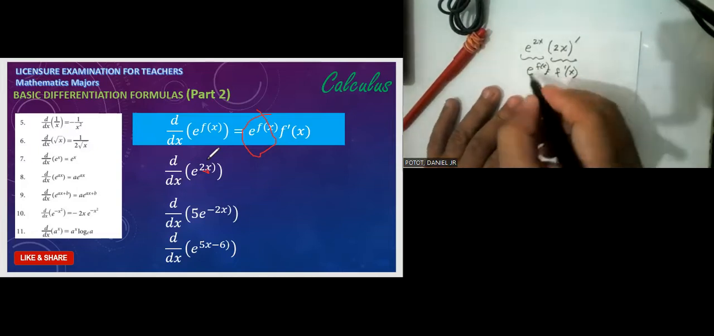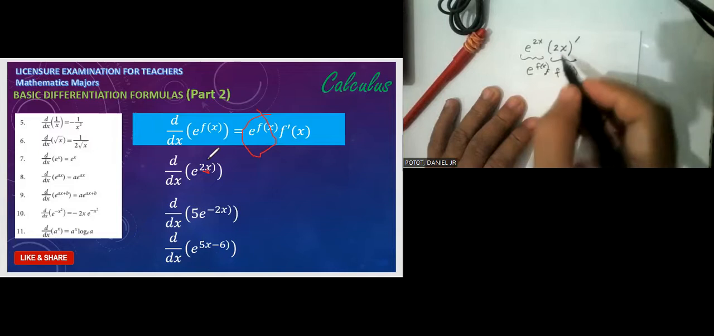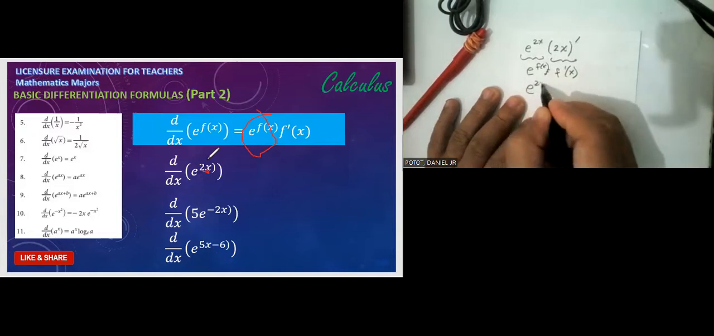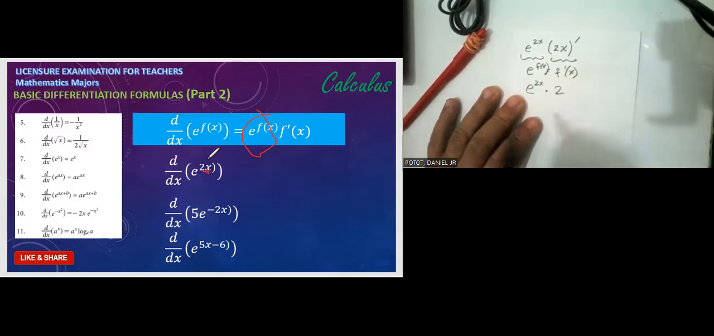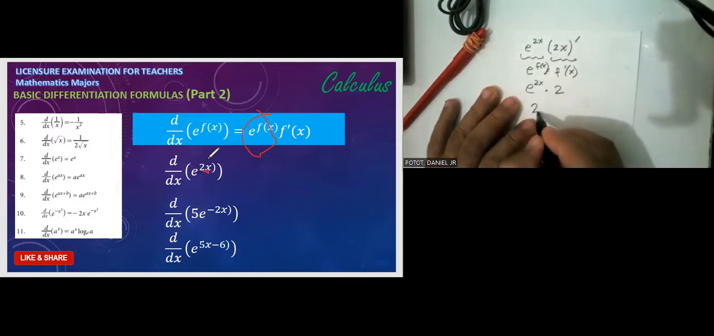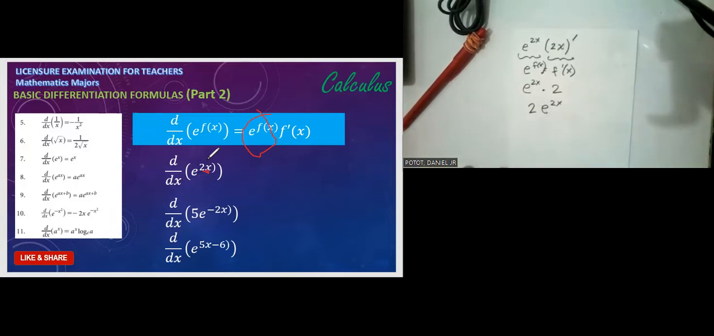So let's try to do it. The derivative of 2x is equal to 2. So that's now e to the 2x multiplied by 2, or the final answer is 2e to the 2x. Okay, so it's very, very easy. Let's proceed to the next one.